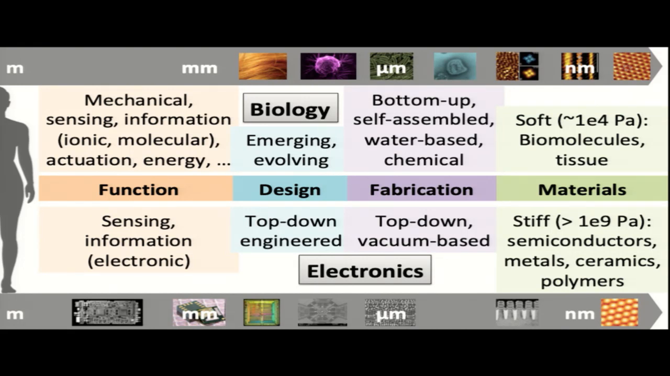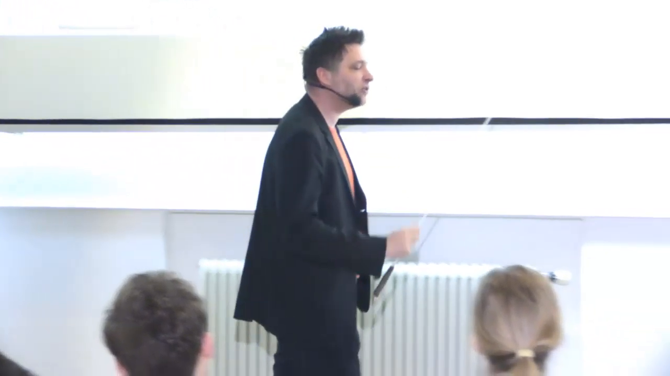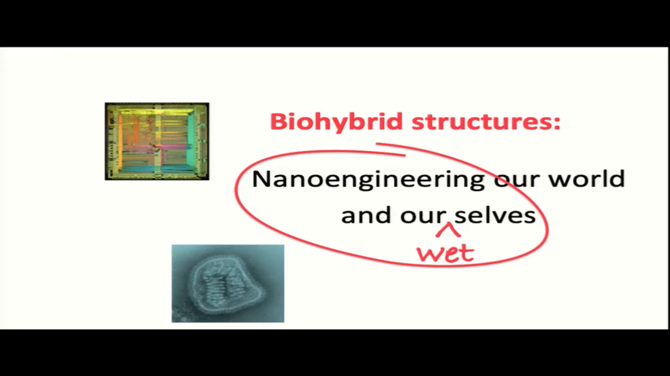And so now we move to the second part of the lecture, what we are trying to do in my lab. We're trying to combine these two worlds, biology and synthetic structures. And hopefully, then we can bring together the functions from both, and the design aspects, fabrication and materials from both worlds, and combine them and do novel stuff that we could not do before. I will talk about 4 examples of research we're doing in my lab trying to do that. So now we're going to talk about nanoengineering ourselves or wet cells.